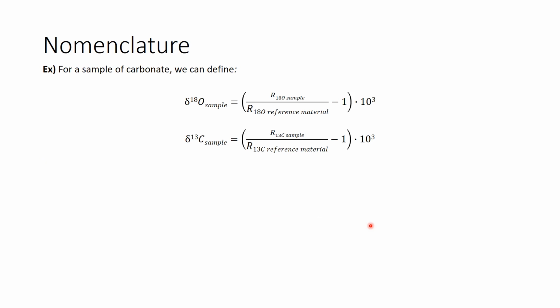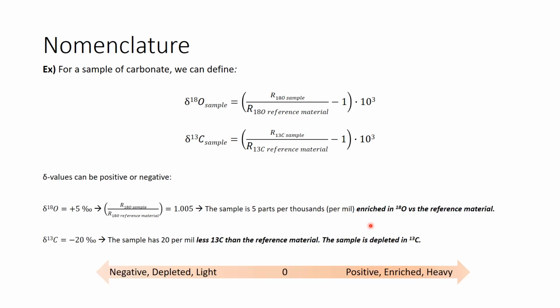So for example, if you have a carbonate, we can define the delta values for both the oxygen and the carbon. And we note that delta values can be positive or negative. If we have a positive delta value, that is, the ratio of the isotopic ratios is larger than 1, that means that the sample is enriched in oxygen-18 versus the reference material. If you have a negative delta value, that means that the sample is depleted in the heavy isotope carbon-13.